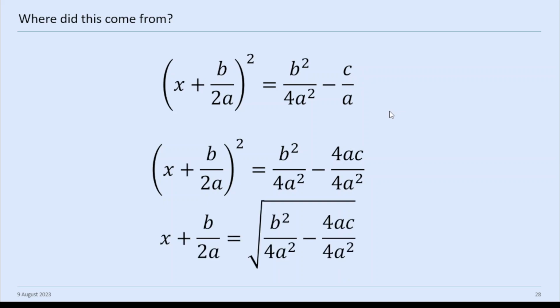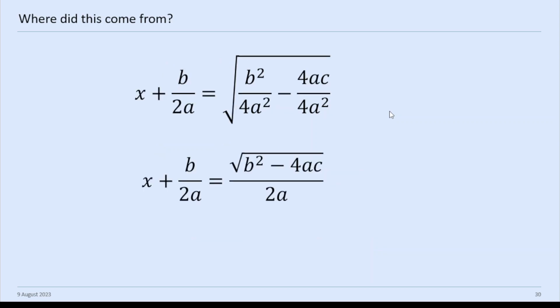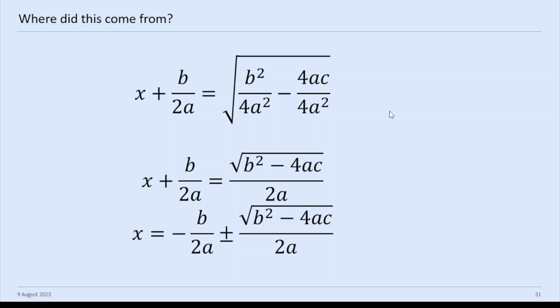Then we're going to take square roots, so x plus b over 2a equals the square root of b squared over 4a squared minus 4ac over 4a squared. Copy that back up. And then basically, the right-hand side is b squared minus 4ac over 4a squared. Take the square root of the bottom, gives you 2a, because the square root of x over y equals the square root of x over the square root of y. So you've got 2a as a denominator on the right.